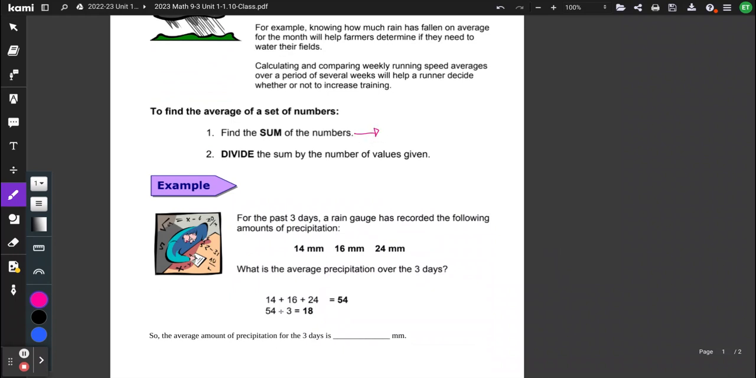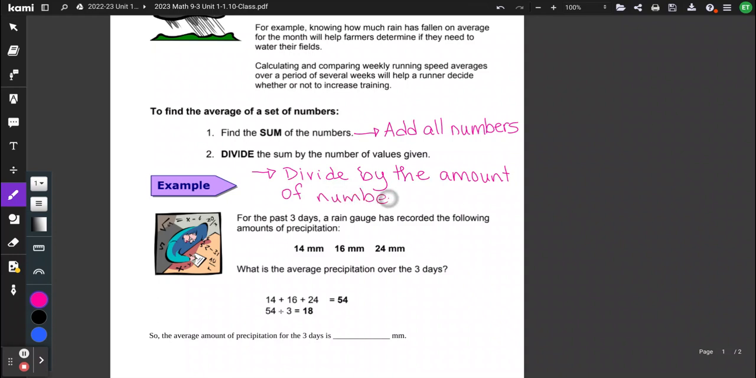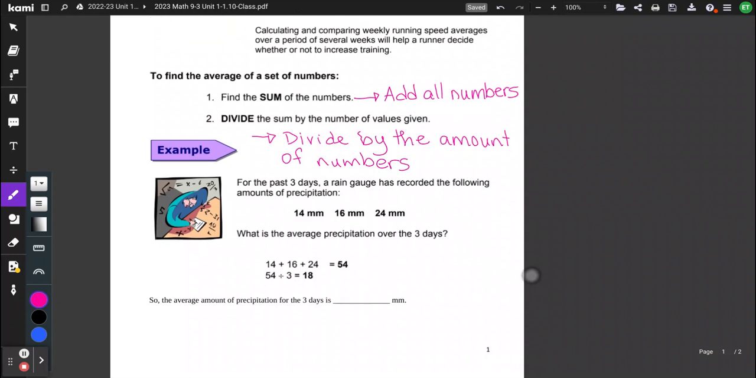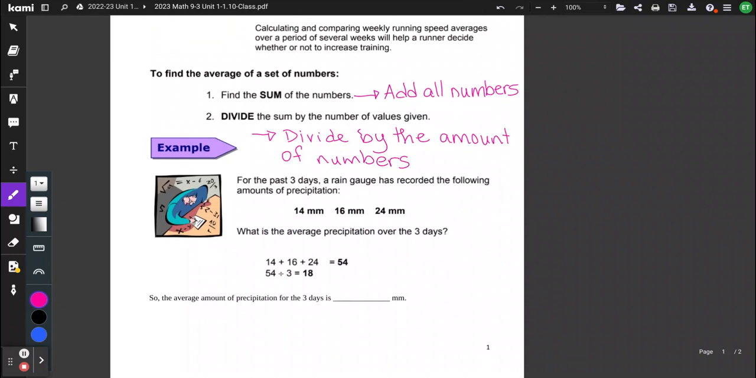So what does that mean? It means you add all the numbers. And then the last step is to divide by the amount of numbers. Please write this down. So it's you add up all the numbers and then you divide by the amount of numbers you have. So we are going to do that in the next example.